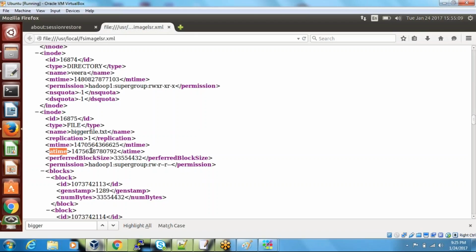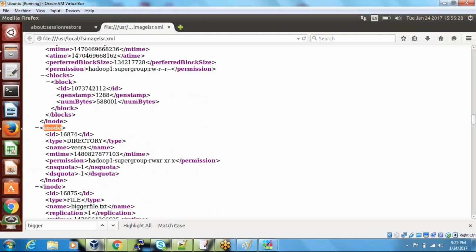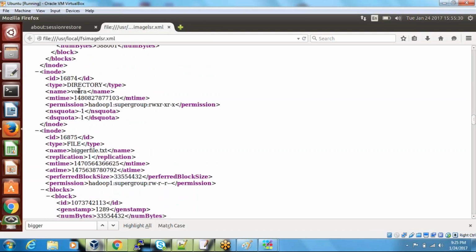Ravi, this directory Vira and inside it the file bigger file.txt, this is the path in HDFS, right? Yes, that is a path in HDFS. Okay, all right. Yeah, thank you. So if you see, as I said, it's maintained in inode form. In this inode, this is the directory. In that, I have something called file.